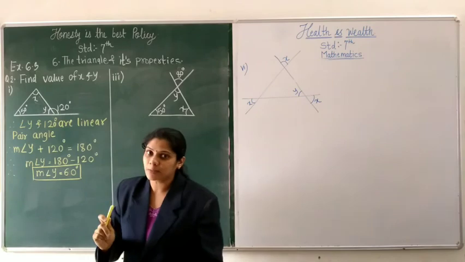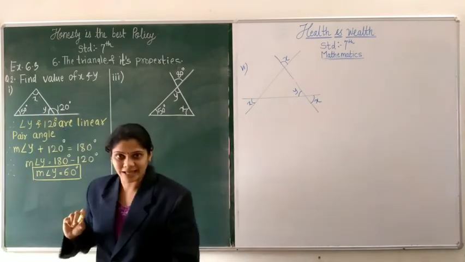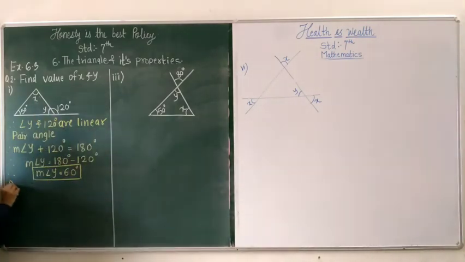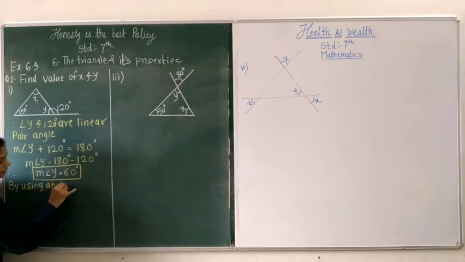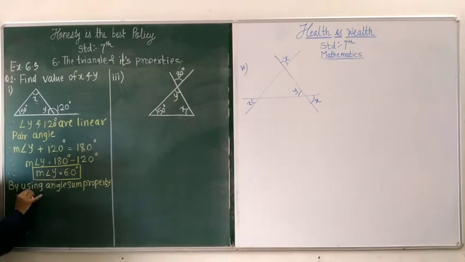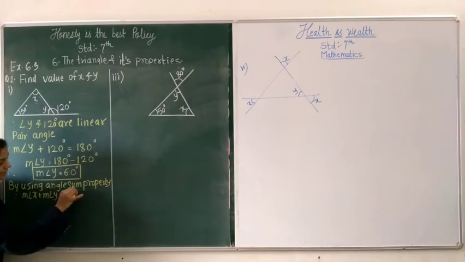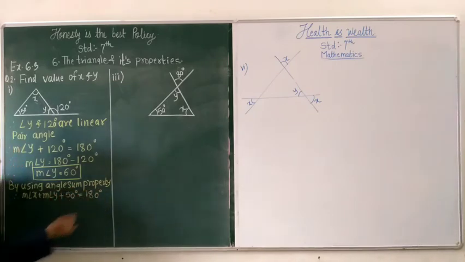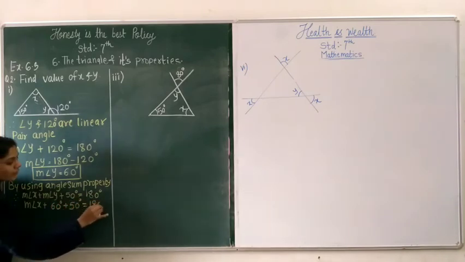So by using the angle sum property, I can find out the value of x. Now look here. By using the angle sum property, here I can write measure of angle x plus measure of angle y plus 50 degrees is equal to 180 degrees. So now we will fill in the values. Measure of angle x, and we know that measure of angle y is 60 degrees, plus 50 degrees is equal to 180 degrees.